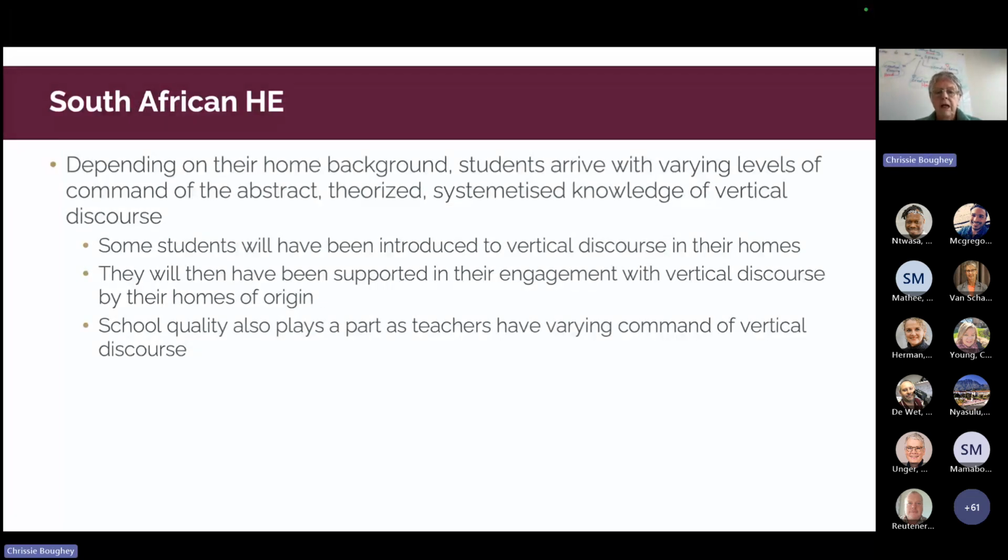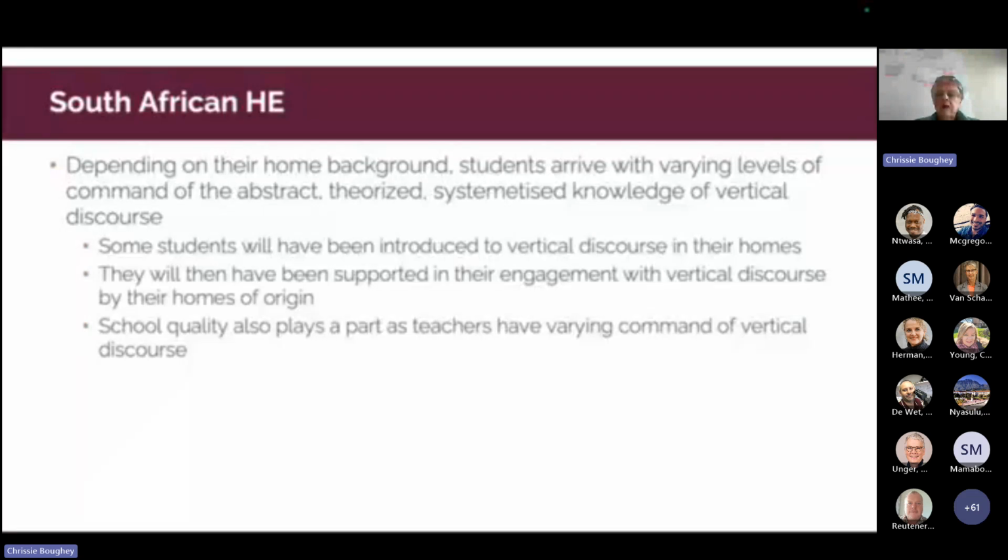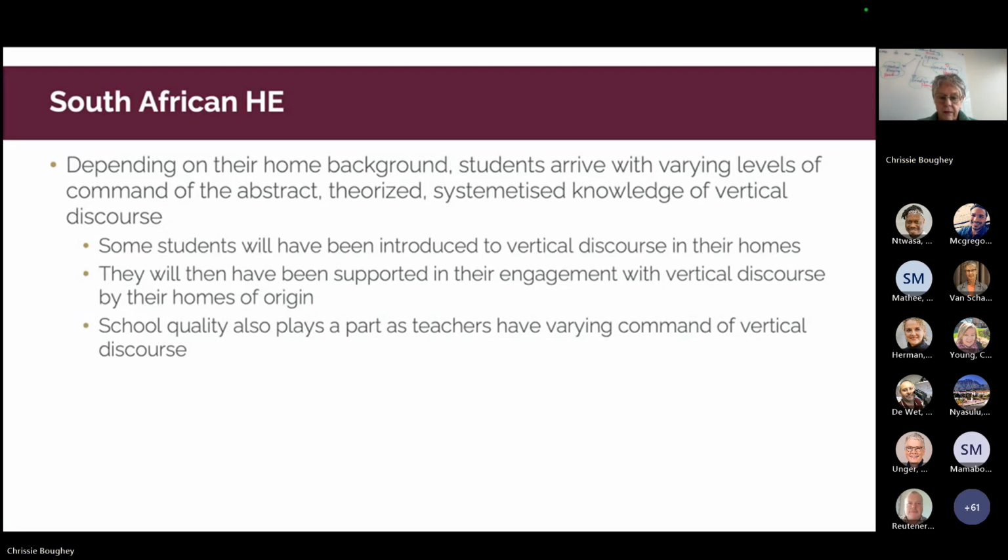Now, let me come back to South African higher education. So depending on their home background, students arrive in university and in school with varying levels of command of the abstract, theorized, systematized knowledge of vertical discourse. Some children will arrive in school having been introduced to vertical discourse in their homes.